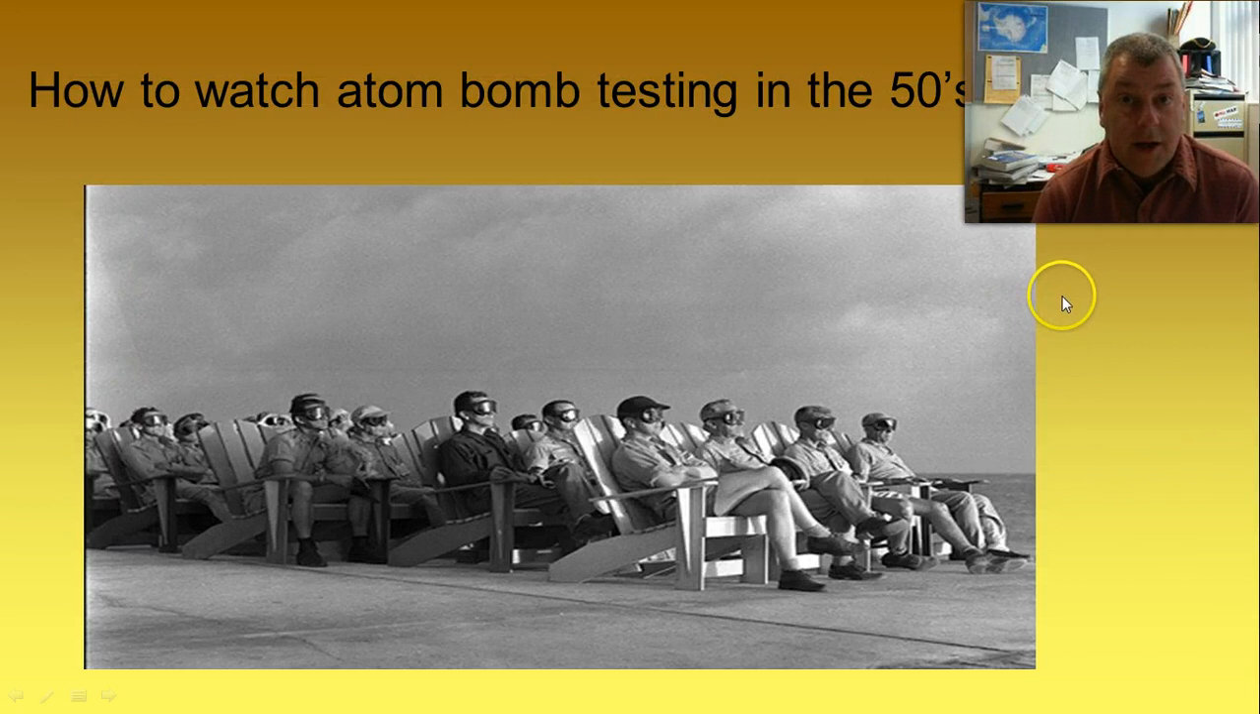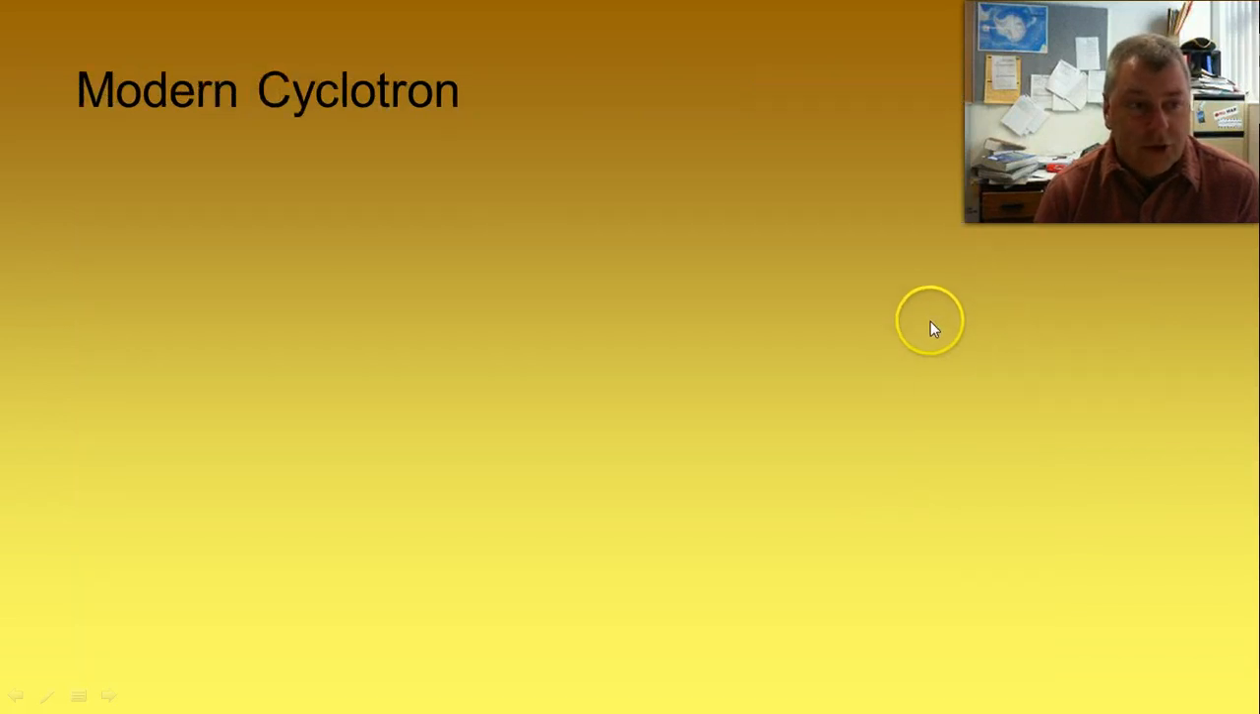purify the isotopes. And this is how they used to watch atomic blasts in the 1950s. Pretty common event, so they put out the deck chairs, sit down, get a bit of a suntan, and watch an atomic explosion. So the modern cyclotron, what does it look like?